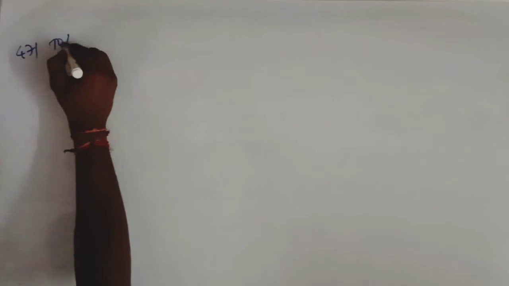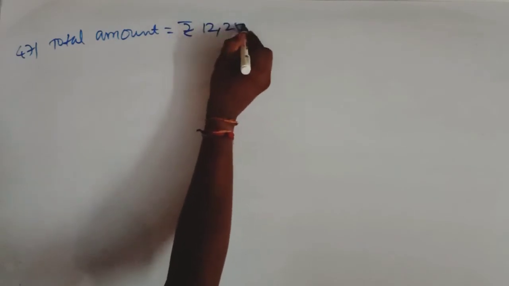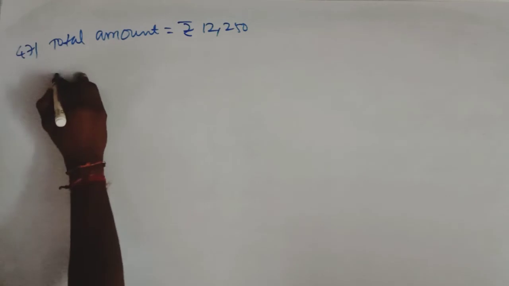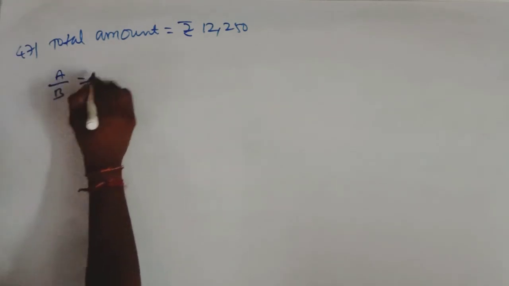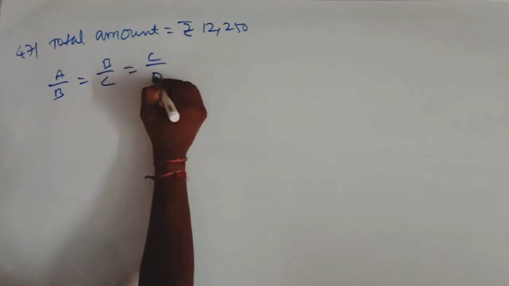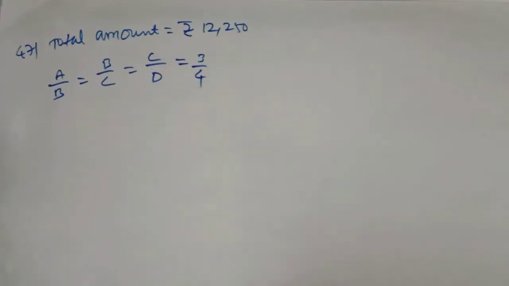The total amount is equal to how much? Total amount is equal to rupees 12,250. Okay. So now A share by B share is equal to B share by C share is equal to C share by D share. The total ratio is given 3 by 4. Then I need to find the value of C. Okay.